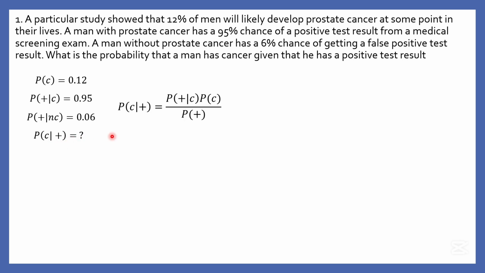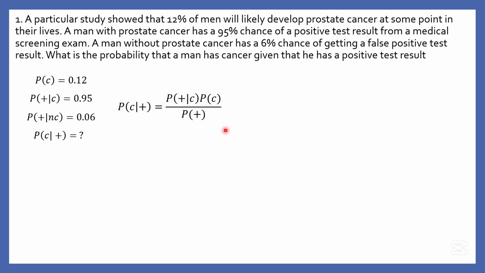So let's use the Bayes theorem, which is: the probability of a man having cancer given that he has a positive test result is equal to the probability of a positive test result given he has cancer, times the probability of a man having cancer, over the probability of a positive test result. Now we can see that we have these two values, the probability of a positive test result given the man has cancer and the probability of a man having cancer. But we do not have the probability of a positive test result.